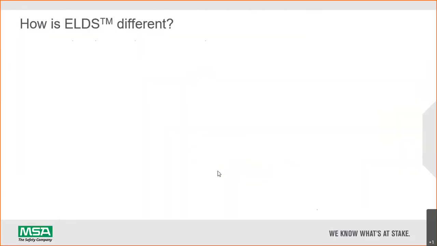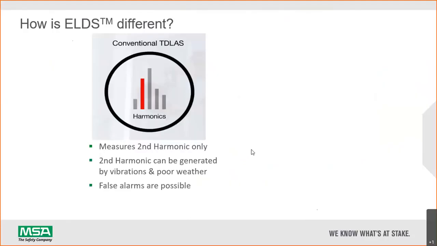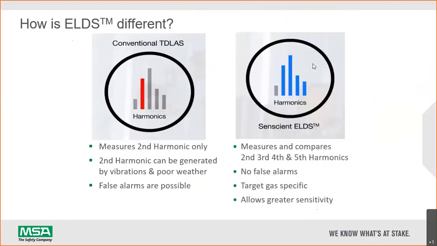So if you see, how is ELDS different? This is a conventional TDLS and this is a Senscient ELDS. They measure only the second harmonic, and the second harmonic can be generated by vibration, poor weather, a neighboring component, an interfering component, noise, so many other parameters can generate the second harmonic. And that is the reason false alarm is possible if you are going to use it for outside application, not for control application. Our gas detector is always used mainly for outside application.